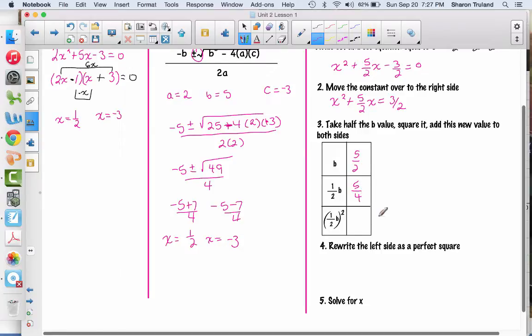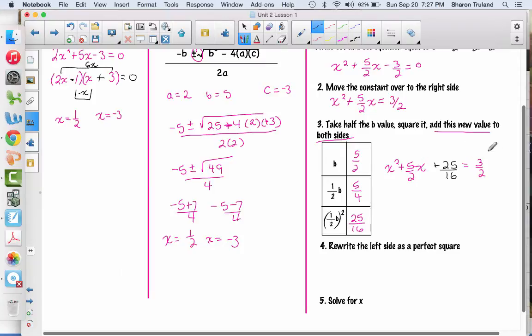Hopefully you hear Mr. Alan Wick in the back of your head. Double the denominator. It's my best Alan Wick impression, sorry. Now, square that half. 25 over 16. We're going to add this new value to both sides. Here is the completing the square magic. I'm going to add that 25 over 16 to the left.